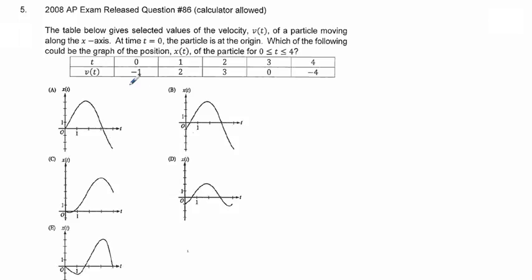Next, 5. The table below gives selected values of velocity v of t of a particle moving along the x-axis. At time t equals 0, the particle is at the origin. Which of the following could be the graph of position x of t of the particle for t in the closed interval between 0 and 4? Well, you look for where the particle is at rest. Now, when it's at rest, it's going to be at a horizontal tangent line. So we've got to have a horizontal tangent.